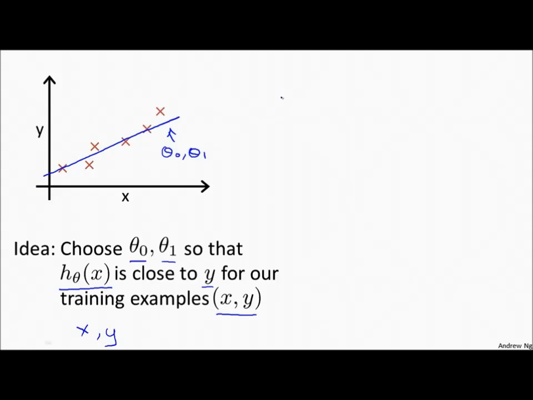Let's formalize this. In linear regression, I'm going to want to solve a minimization problem. So I'm going to write minimize over theta 0, theta 1. And I want this to be small, right? I want the difference between h of x and y to be small. And one thing I might do is try to minimize the squared difference between the output of my hypothesis and the actual price of a house. Okay? So let's fill in some details. You remember that I was using the notation xi comma yi to represent the ith training example.